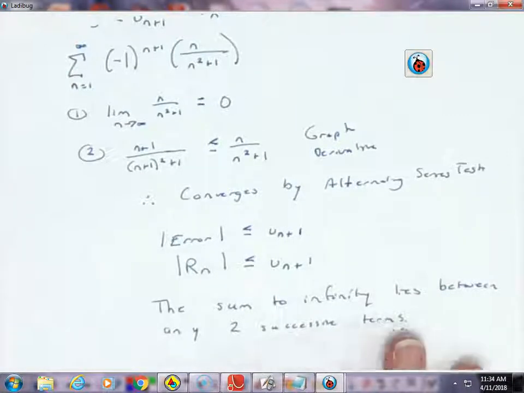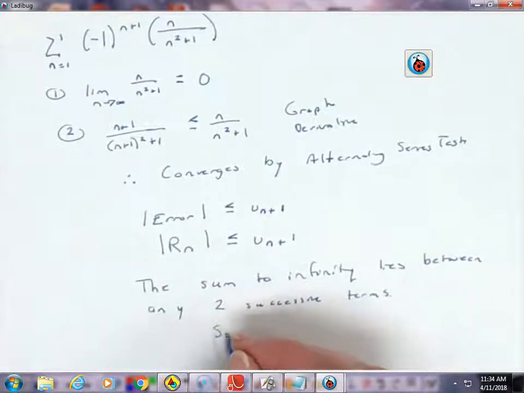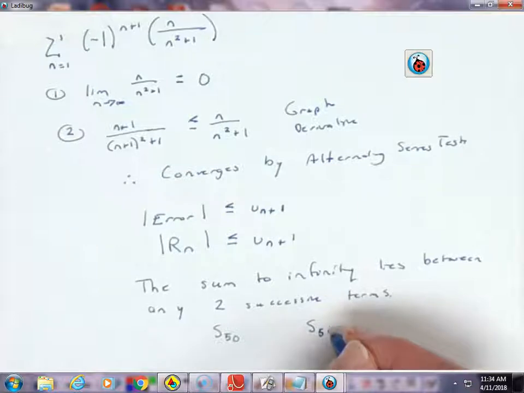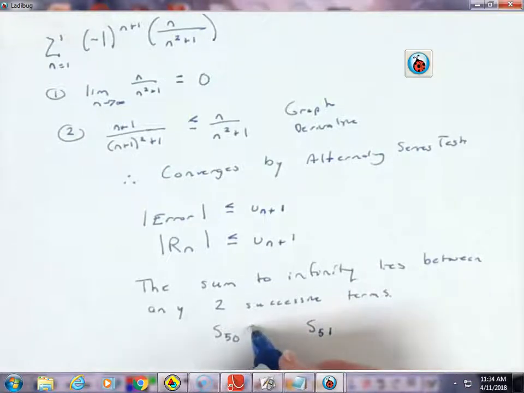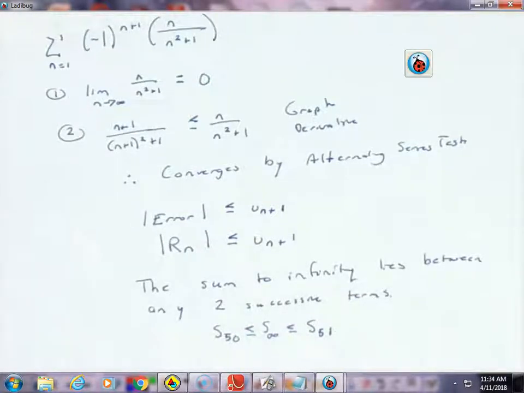Okay, so if you find the sum of the first 50 terms and you find the sum of the first 51 terms, then you know that the real sum is going to be in between them. Okay, so we can narrow down, well, we can't find the exact sum, we can at least narrow it down.